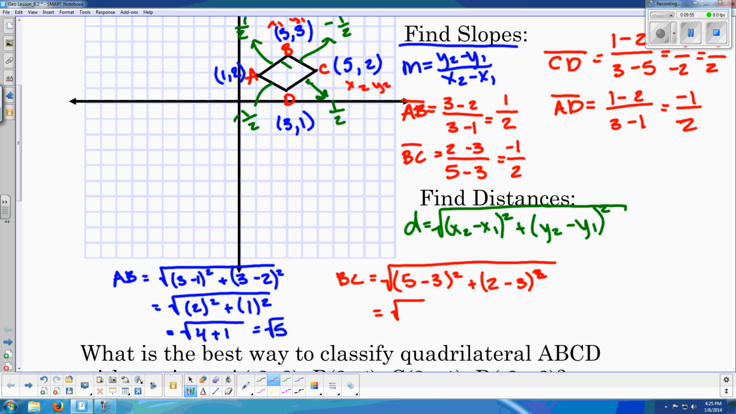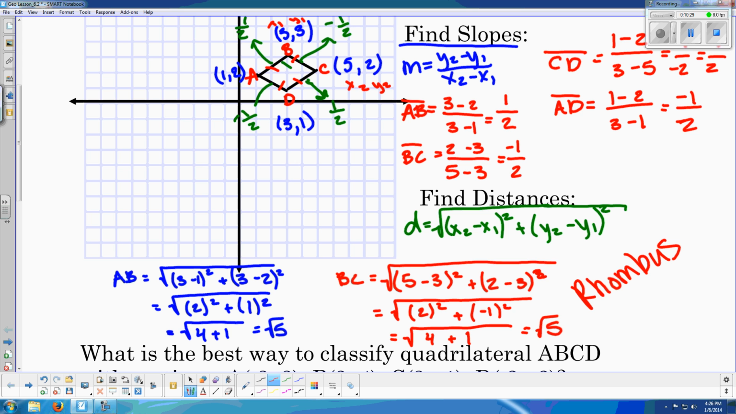Now we can say 5 minus 3 is 2 squared, plus 2 minus 3 is negative 1 squared. So we have equals the square root of 2 squared, which is 4, plus negative 1 squared, which is negative 1 times negative 1, which equals positive 1, which equals the square root of 5. So yes, these two sides are congruent. That means that these sides are congruent too, since all of these are parallel. And we can say that our shape is a rhombus, which is exciting.